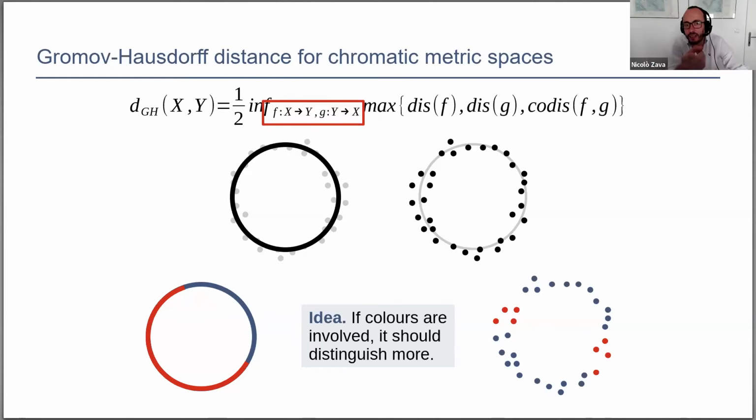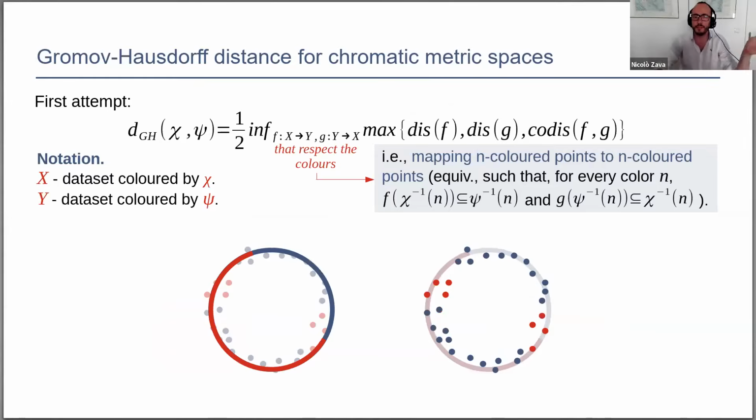Well, I can restrict the set of maps that I'm allowed to use. And this immediately will increase the Gromov-Hausdorff distance, because if you have an infimum over a smaller set, then you will have a higher one. Okay, first attempt. Let's try.